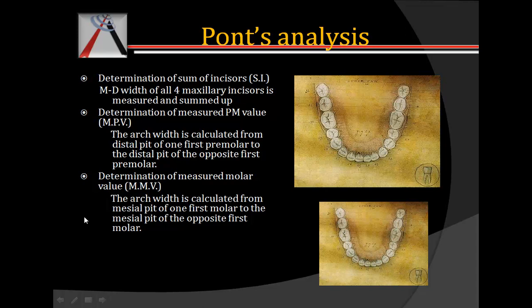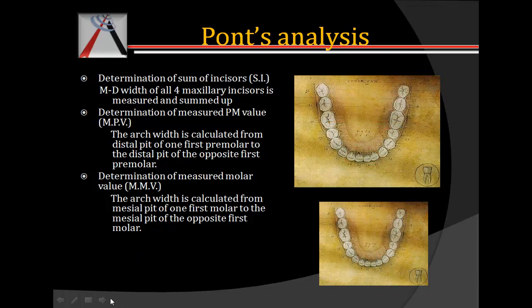Next is the Pont's analysis. Here we determine the sum of mesiodistal width of all the four maxillary incisors. We then determine the measured premolar value. We then calculate the arch width, which is calculated from the distal pit of the first premolar to the distal pit of the other premolar. We then calculate the measured molar value, that is, it is calculated from the mesial pit of the first molar to the mesial pit of the first molar of the other side.